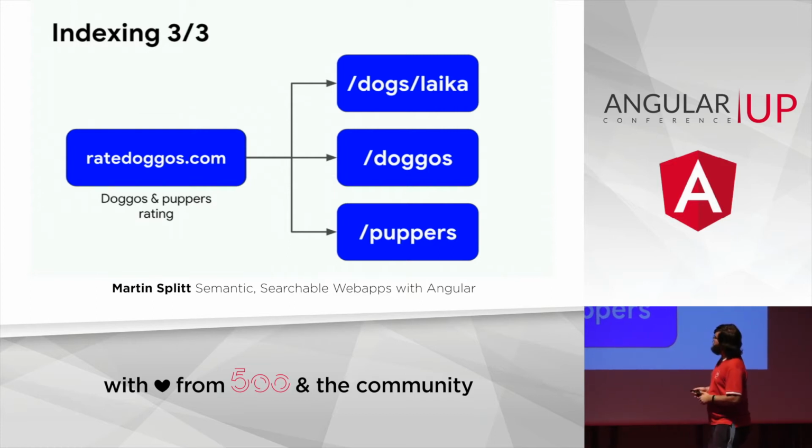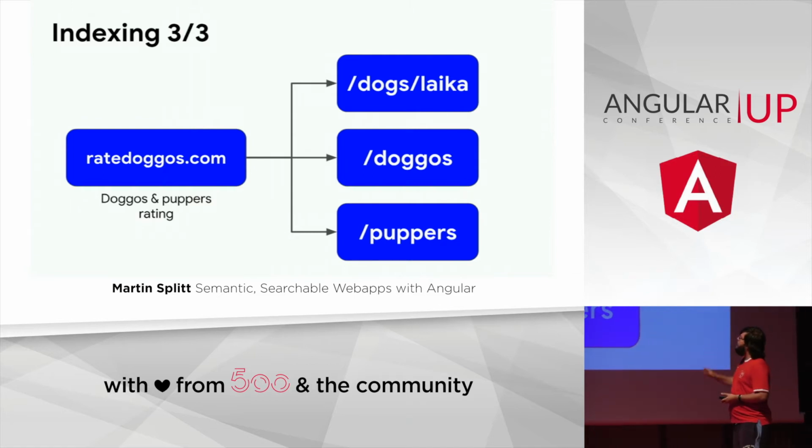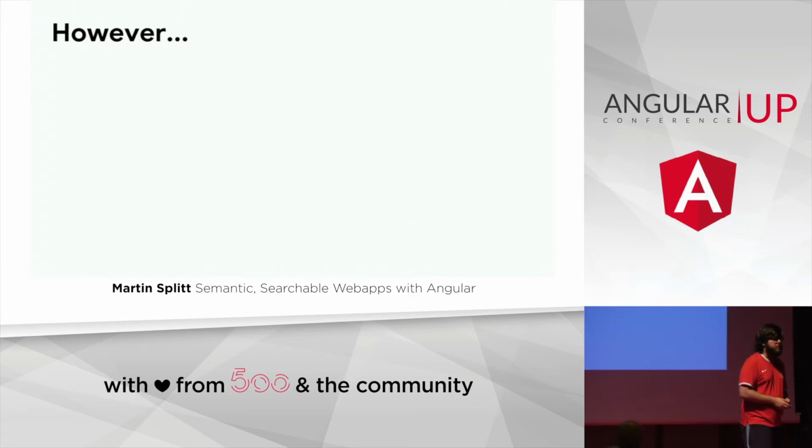So this is a doggos and puppers rating page, which is amazing, and it has these bunch of sub-resources. So we now can crawl dogs/Leica, doggos, and puppers for more content, and then decide how good they are if someone is searching for doggo ratings or pupper ratings, which is great.